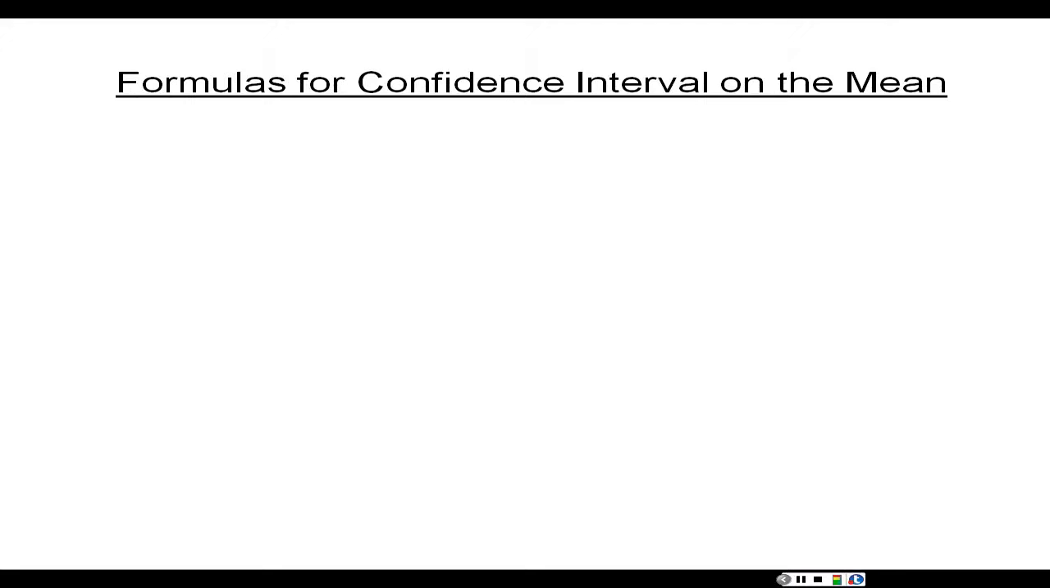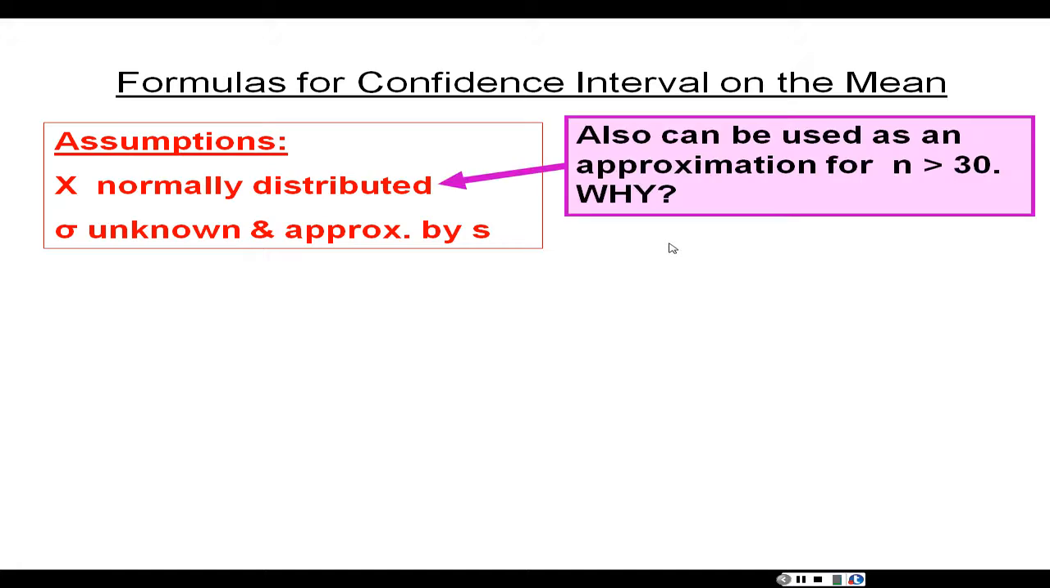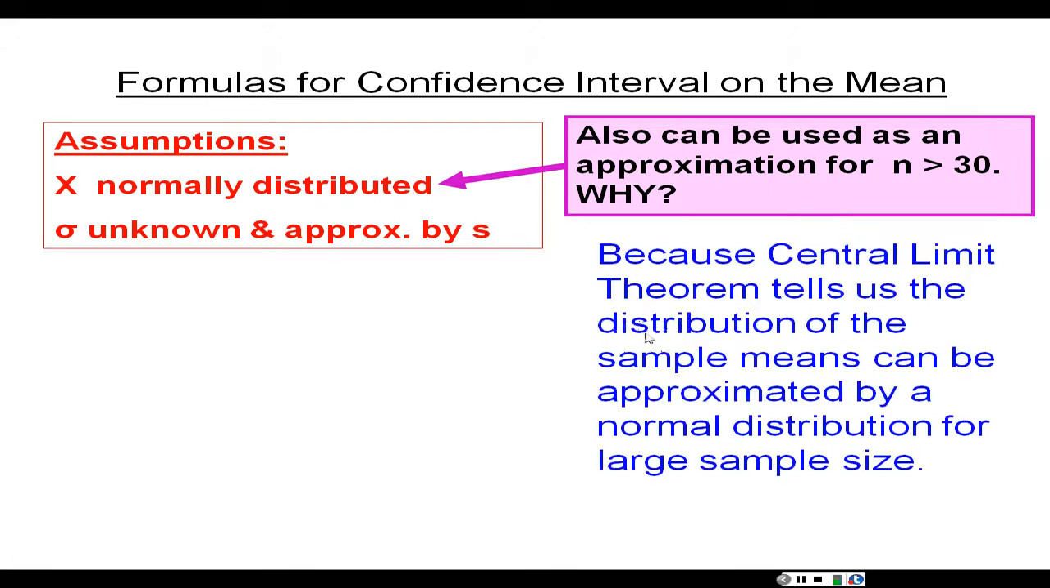Now, the formulas for the confidence intervals on the mean are pretty much the same as the z-distribution ones. The only difference is, instead of using z, you use t, and instead of having a population standard deviation, you have a sample standard deviation. So, first of all, we know that it's normally distributed, but we don't know the population standard deviation. Now, if your sample size is bigger than 30, it can be approximated, but it's better to use the t-distribution.